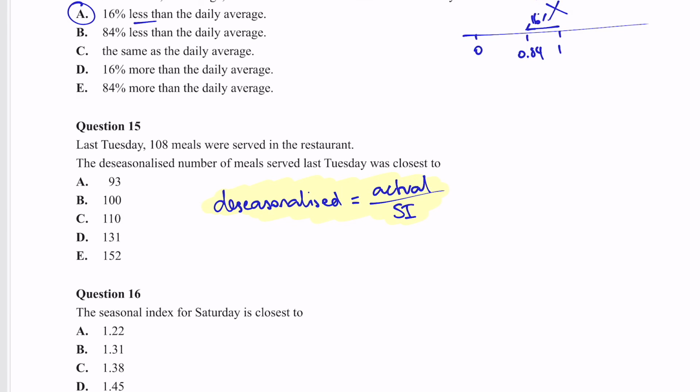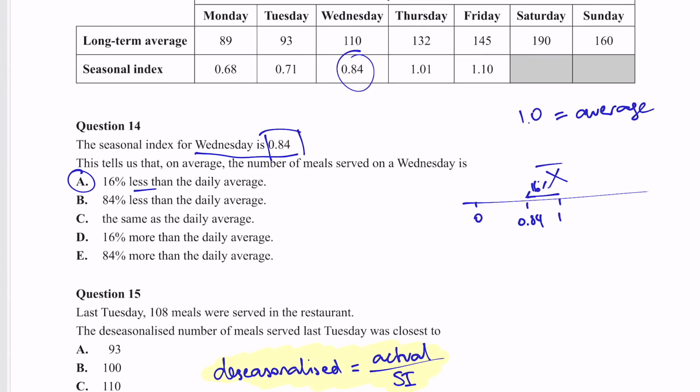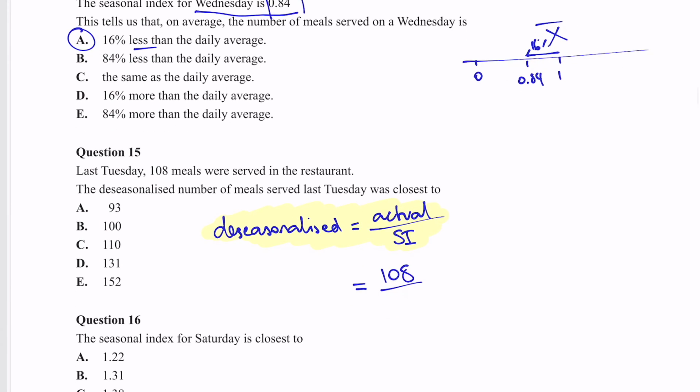So basically it's asking us to find the deseasonalized value, so we don't know what that is. We know the actual value of meals served, and that was 108. As it says here, 108 meals were served, so that's the actual. Up here, don't get confused, this is the average. So it can't be 93. 93 is wrong, because this is the long-term average. We are wanting the actual number of meals served on Tuesday. And so we need the seasonal index as well.